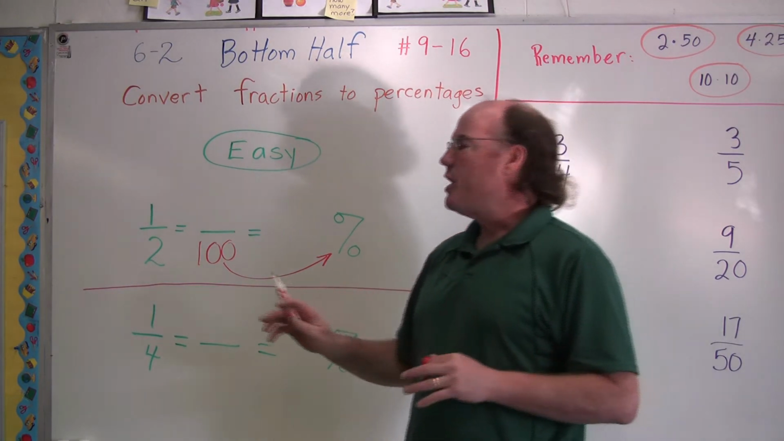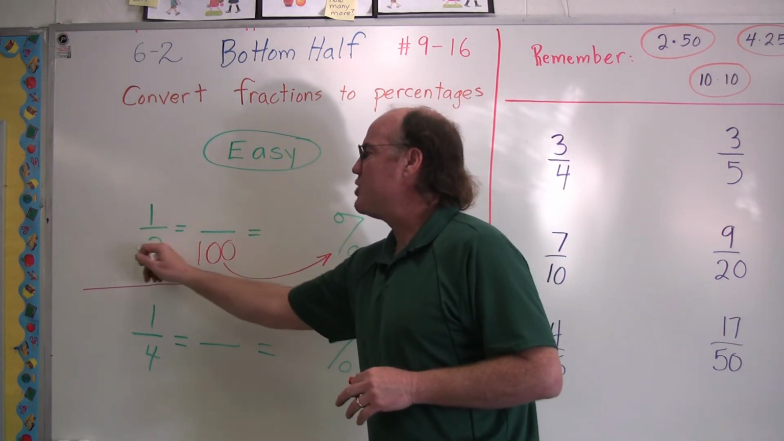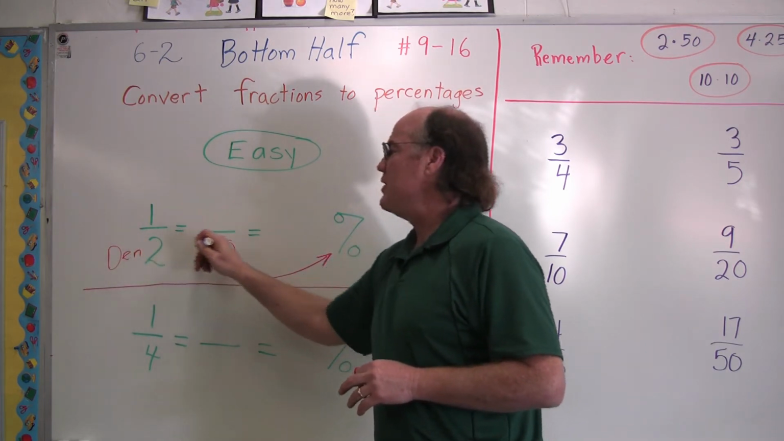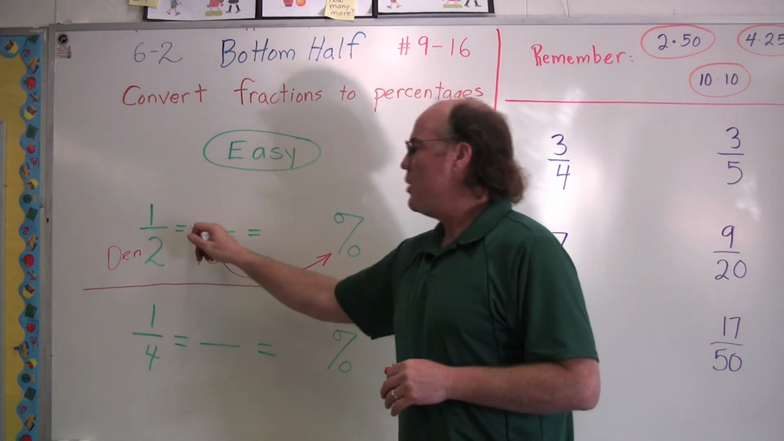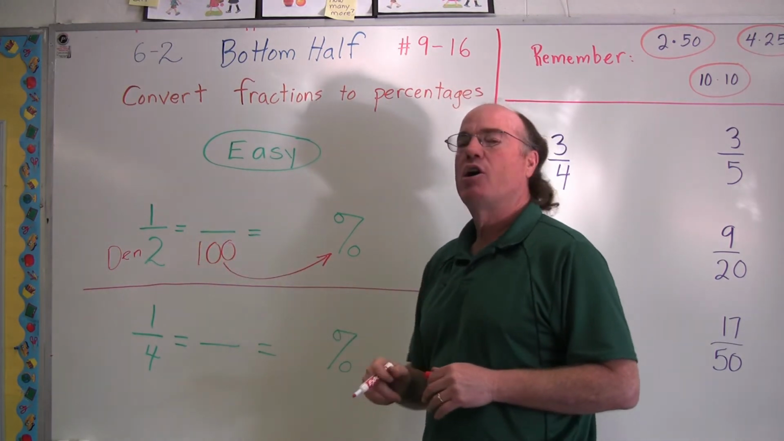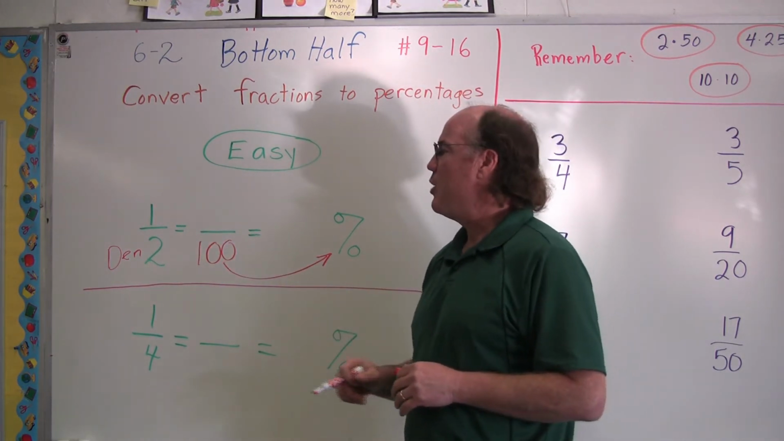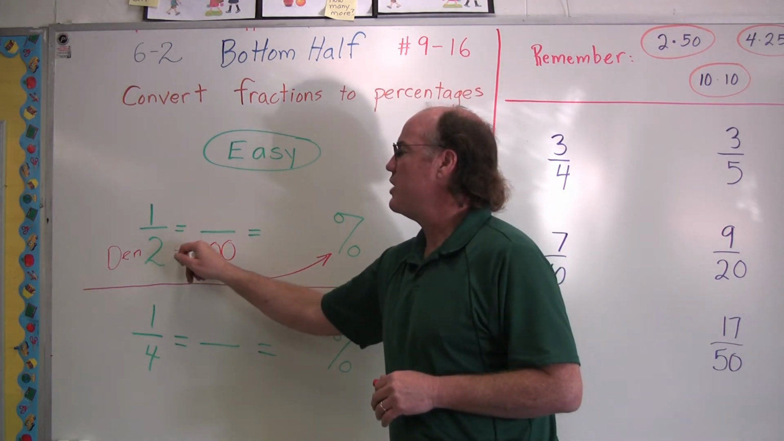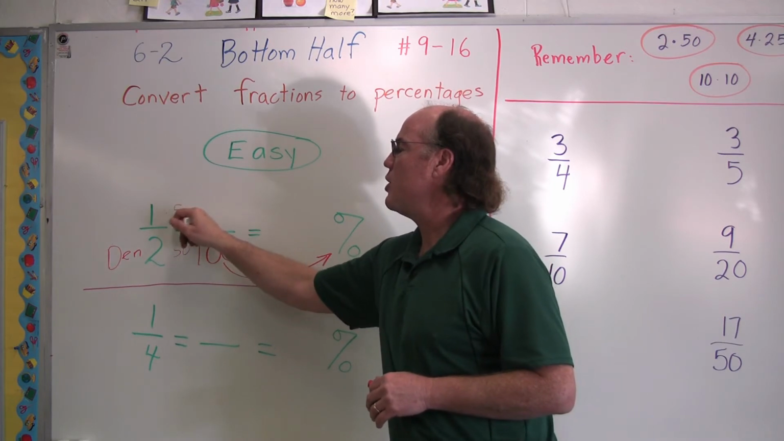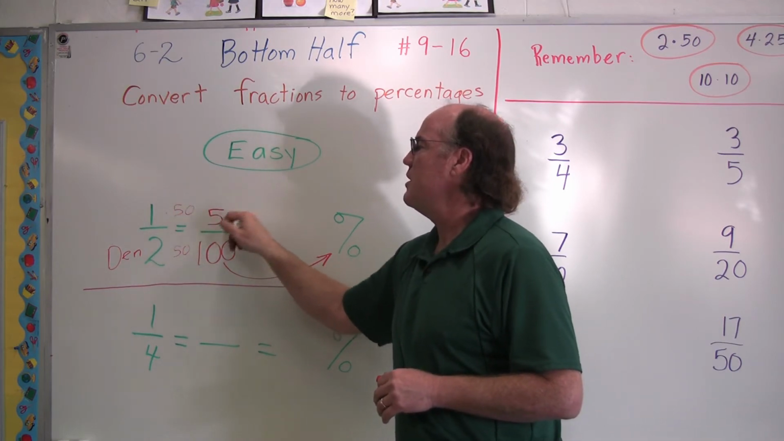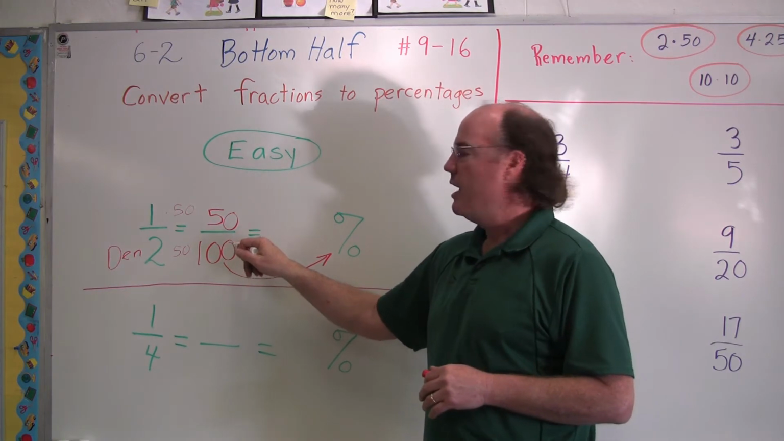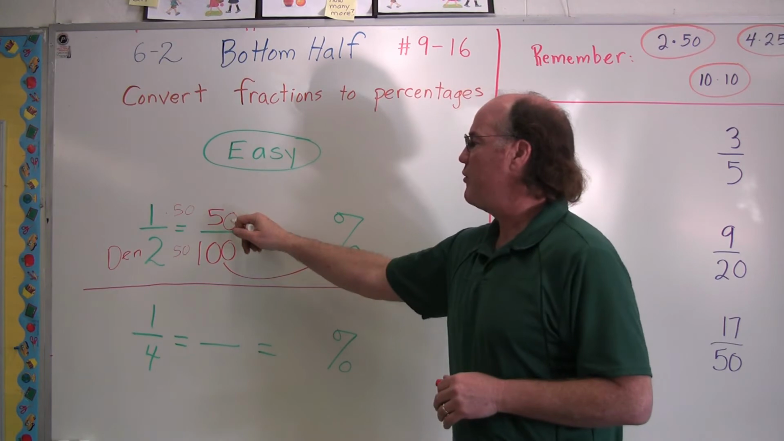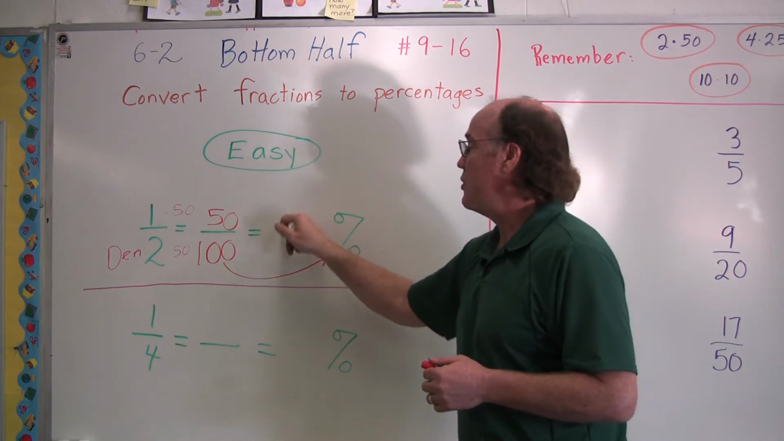So what you always want to do next to a fraction where the denominator can go in evenly into 100, you want to put a fraction with 100 on the bottom. Okay? And then we ask ourselves, 2 times what is 100? 2 times 50. So up here we go 1 times 50 is 50 over 100. And then anything over 100 is going to be percent. 50 over 100 is 50%.